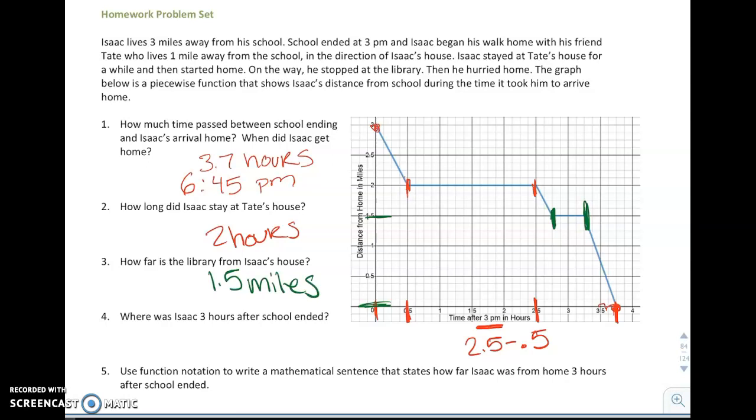Where was Isaac 3 hours after school ended? So I'm going to go to 3 hours right here. I'm going to come straight up. And this is while he is at the library. He was walking. He was at Tate's. He was walking. He was at the library. Okay?